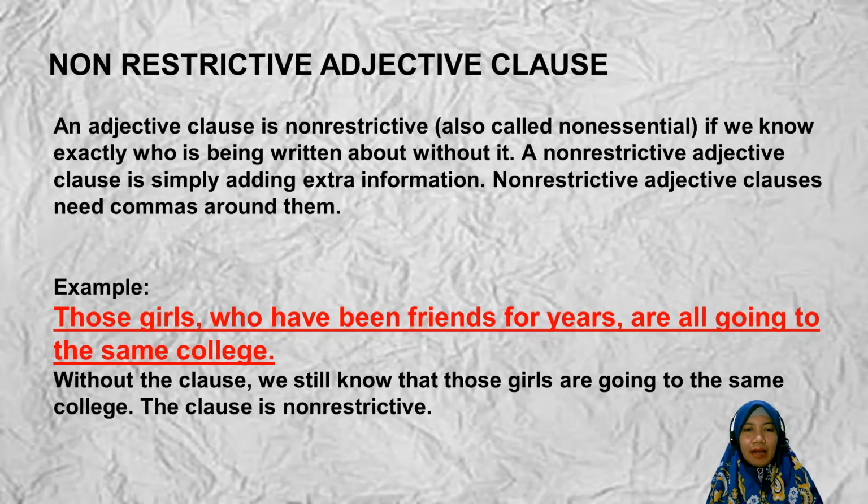Please look at the example. Those girls, who have been friends for years, are all going to the same college. Can you guess which one is the adjective clause? That's right. Commas, who have been friends for years, and then commas are the adjective clause.